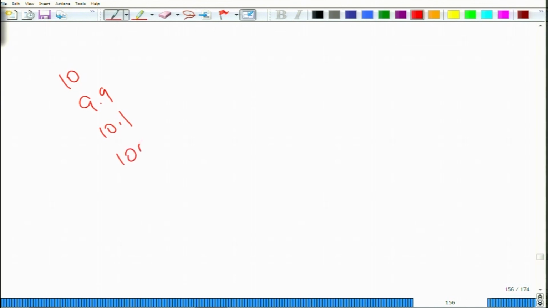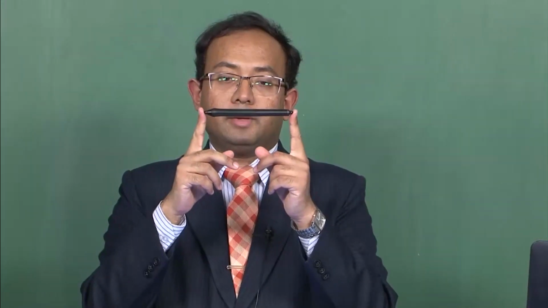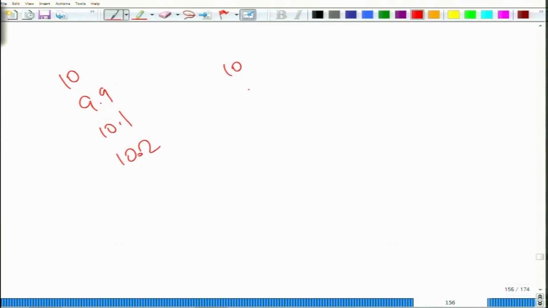So, that is one set of measurements. You have 10, 9.9, 10.1 and 10.2. There is another set of measurements. Another person goes and measures this pen, and figures out that these lengths are say 10 centimeters, 9.5 centimeters, 11 centimeters and say 11.5 centimeters.